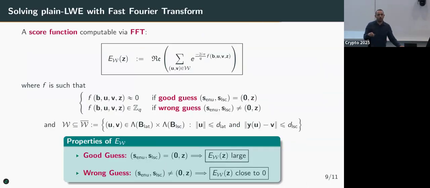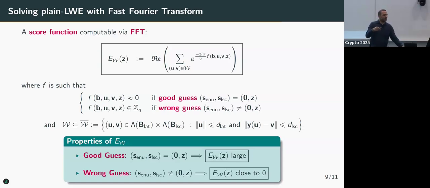So now to solve the plain LWE problem, we use the same techniques as in Guo and Johansson. That means we use fast Fourier transform. So to do that, we need to define a score function that we can compute using an FFT. Here I give you our score function in a simplified version. In this equation, the function f is simply a function which returns something that is close to 0 when we make the good guess. That means when S_NU and S_LSC, those two parts of the vector, are actually equal to 0 and z. And f returns something random in Z_q if we make the wrong guess.